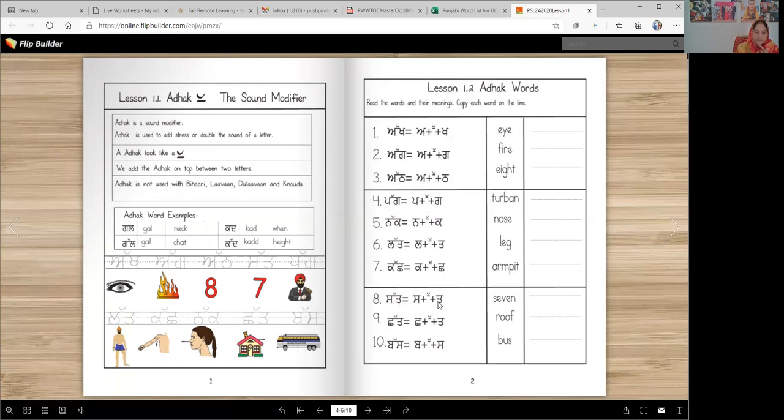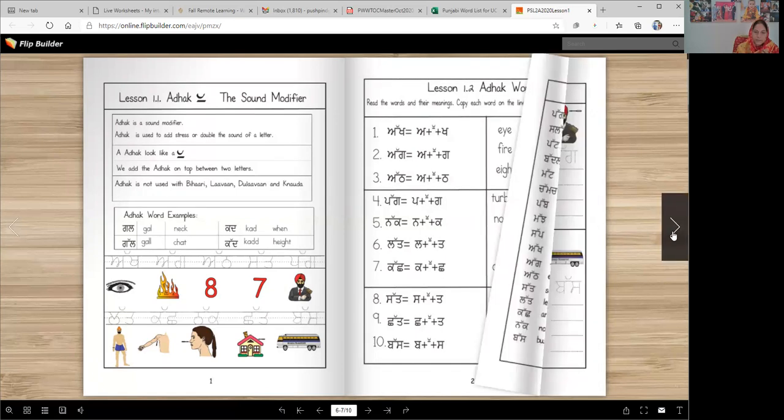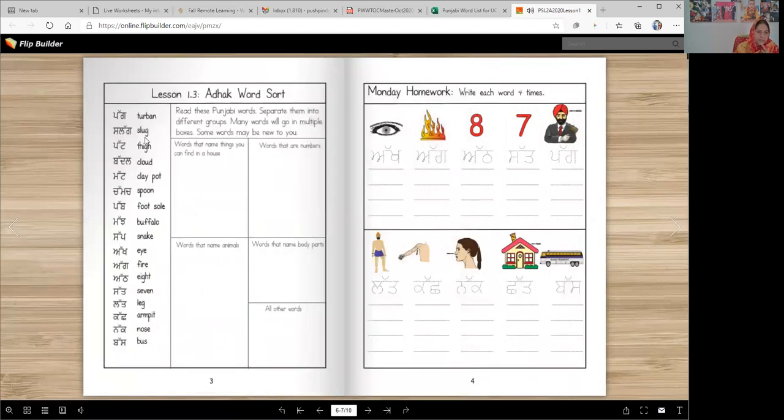Sasa, adak, tata, sat. 7. Chacha, adak, tata, chat, roof. Baba, adak, sasa, bus. Bus. Okay? So you will read these words again and then you're copying them for homework later on. Here are some more adak words.